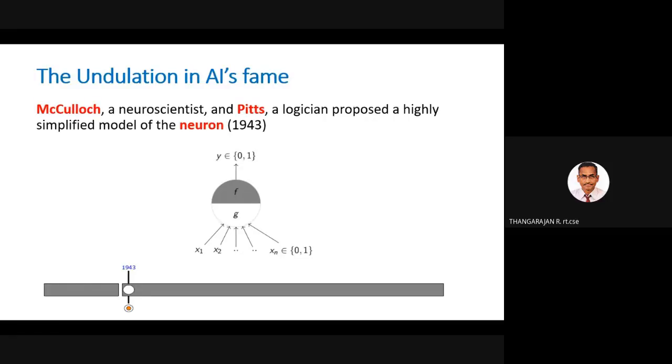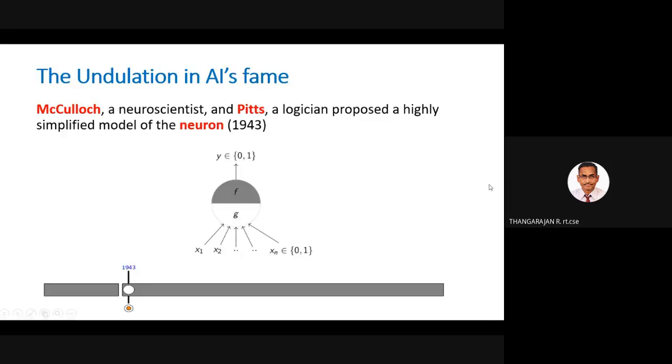So the first thing was the neuron model. When you talk about the actual biological neuron, you take the McCulloch-Pitts model. McCulloch was a neuroscientist, whereas Pitts was a logician. Both joined, and they presented a very simplified model of the neuron in 1943. So it's a long time back.